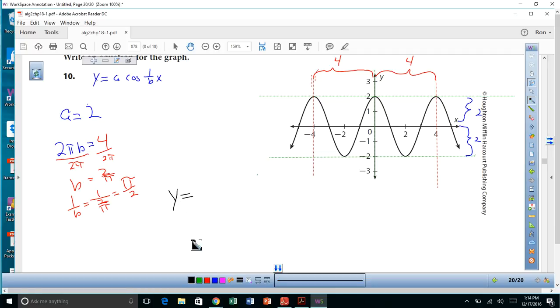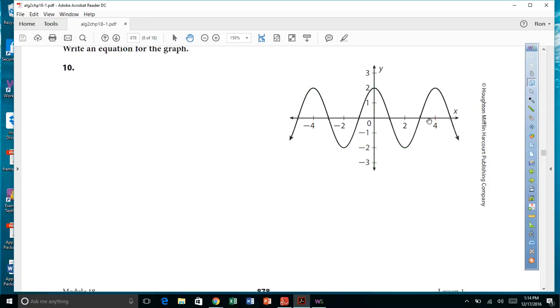y equals 2, our amplitude, cosine, and then we're going to have pi over 2 x. And there's our equation. They're not hard, they're just different. They're not hard to graph at all.